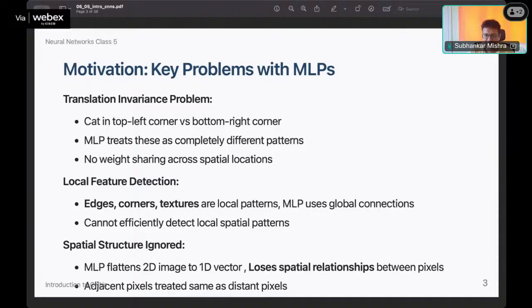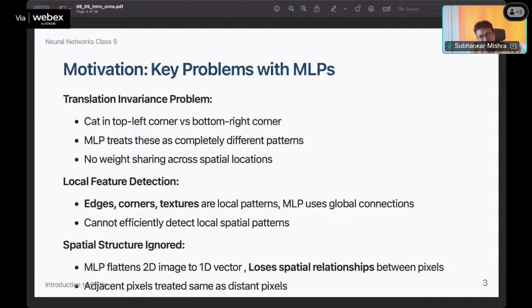Now let's understand a little bit more. One of the important concepts we have is translation invariance. Imagine a picture of a cat in the top left corner of an image. And the same cat, same size and same pose, is in the bottom right corner, at a different position in the picture. To us, it obviously looks like the same cat. But for an MLP, it becomes a completely different input, because the cat was in the top left and now the cat is in the bottom right.